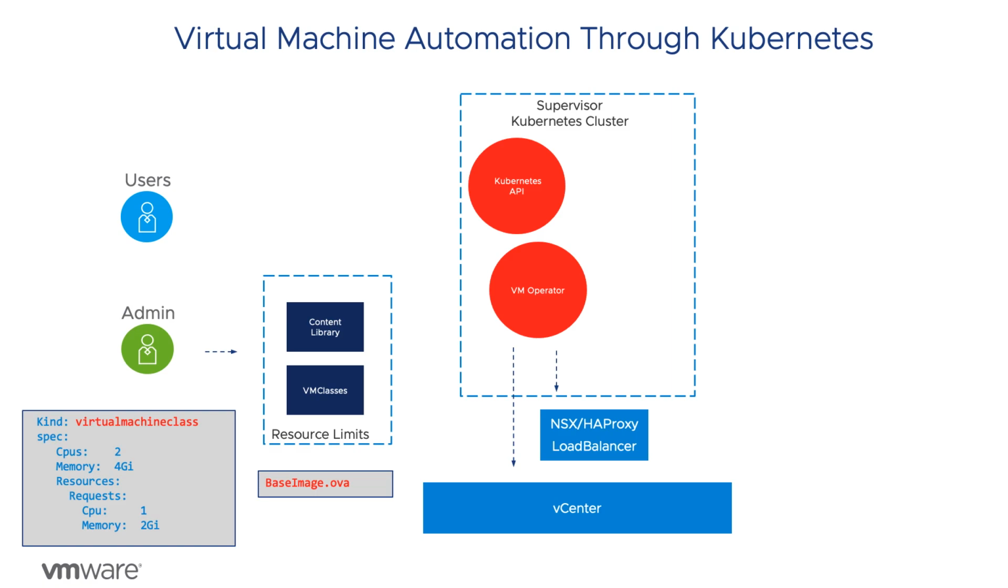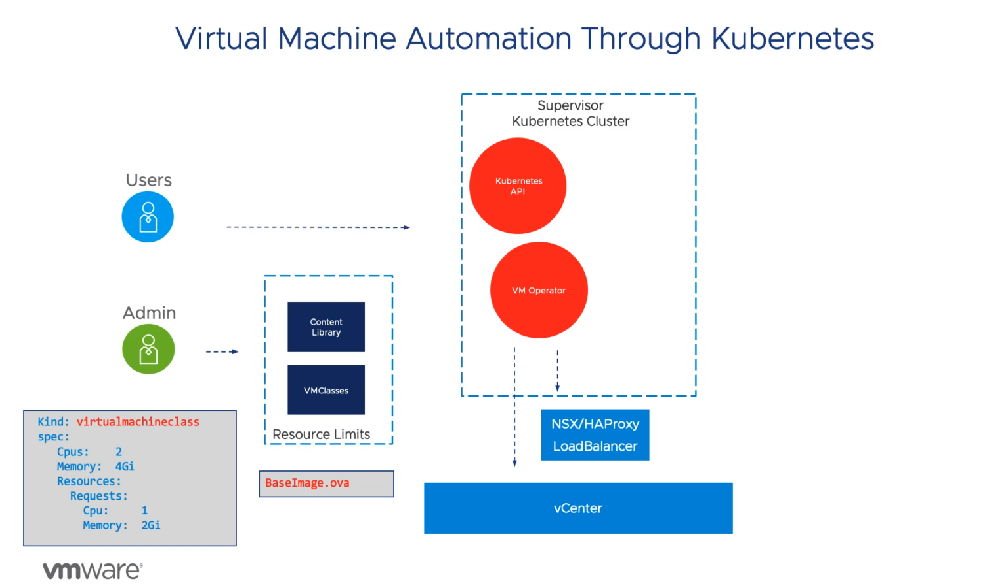Administrators enable the VMservice on a namespace by first creating a content library containing the boot images for the VMs, then assigning the content library and a set of virtual machine classes to the namespace. VM classes are used in the virtual machine specification to define resources for a VM instance.